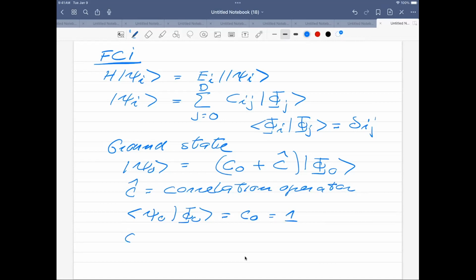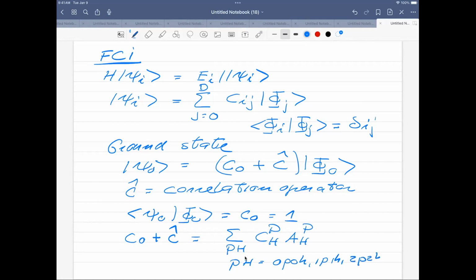Now, what we did was actually to rewrite this operator C0 plus C hat in terms of a sum of particle-hole excitations. There is a coefficient, and these are the unknown quantities. And then we have an operator a_h^p. So ph here runs over all the possible combinations we have: 0 particle 0 hole, 1 particle 1 hole, 2 particle 2 hole, etc., up to n particle, n hole excitations.